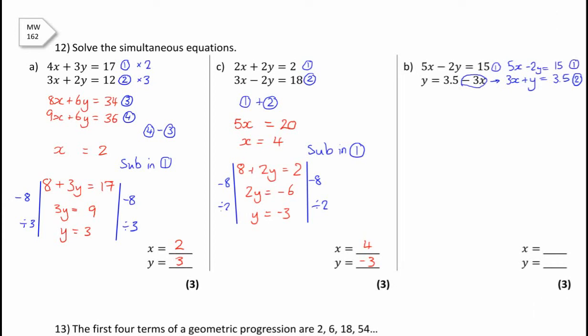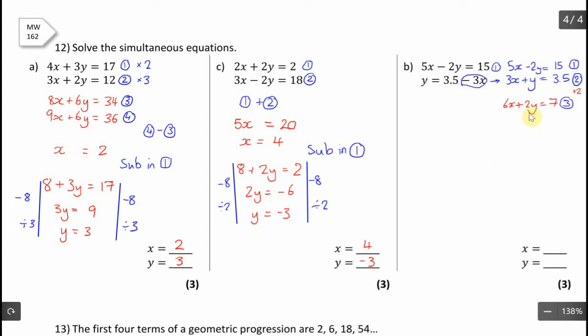Okay, now I'm going to try and get my y's to be the same again, just coincidence that I've gone for y each time, and to do that I need to double this second equation. So that would give me 6x plus 2y equals 7. And I'll call that equation 3.